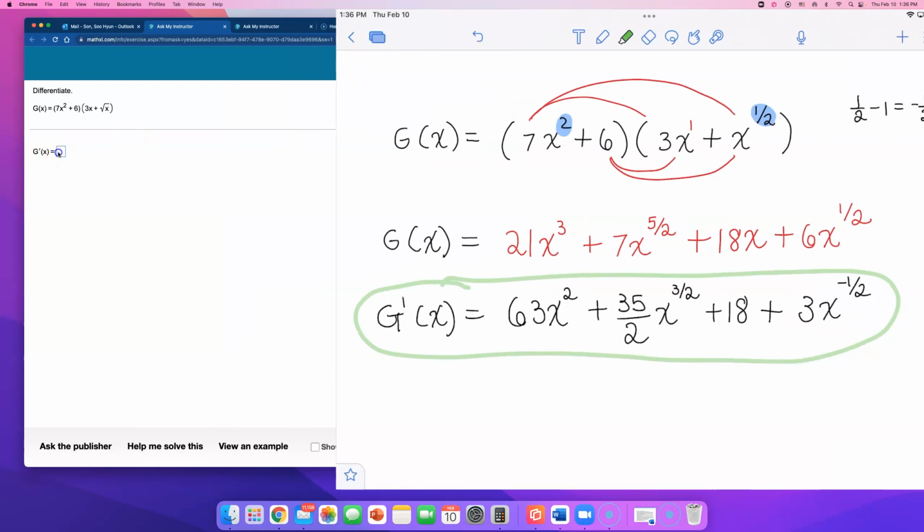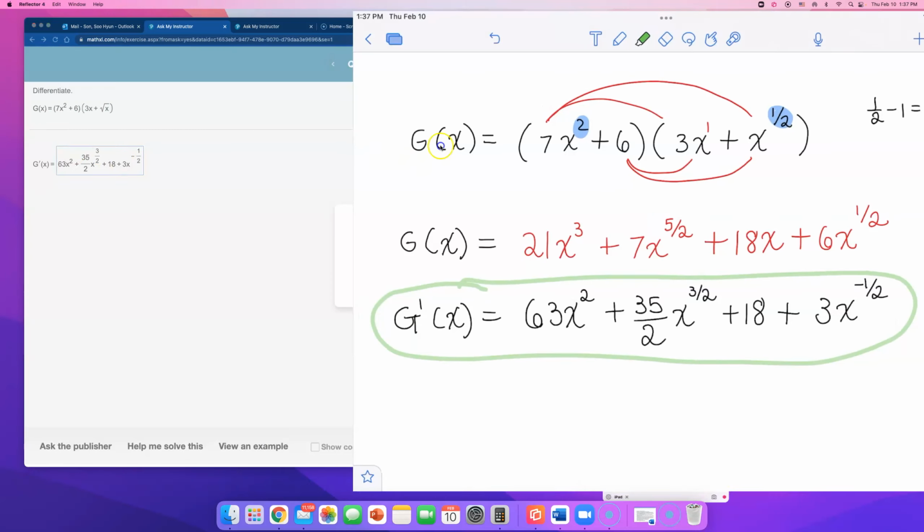So let me type that in here. So many different terms, and I think it could be because you had fractions in the exponents. That's why it could have been confusing. But also, we may make typos, so I gotta be careful. All right, plus 18 plus 3x to the negative 1/2 power. All right, I clicked on enter.